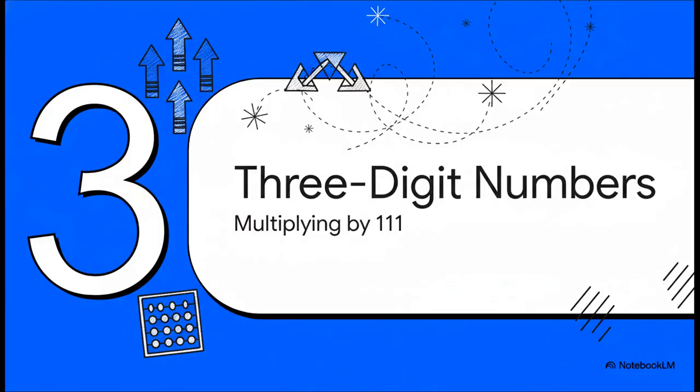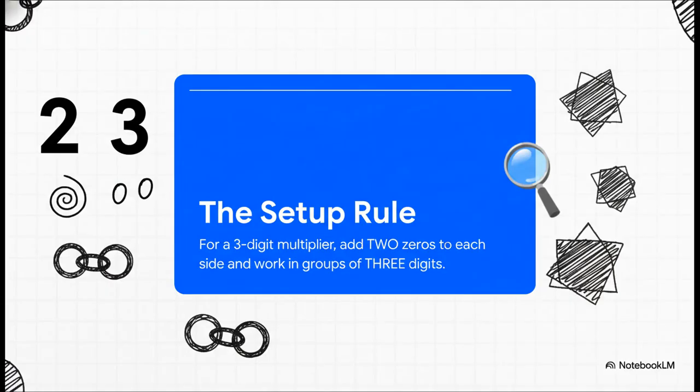So, what do you think happens when we jump up to a three-digit multiplier, like 111? You might already be guessing the pattern. Let's expand our skills. So here's the crucial point. We can call it the rule of setup, and it's a super simple pattern. For a two-digit multiplier, we added one zero and worked in pairs. So for a three-digit multiplier like 111, we're going to add 2 zeros and work in groups of 3. See the pattern? It's always one less.